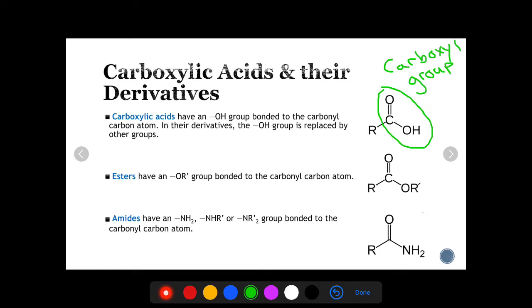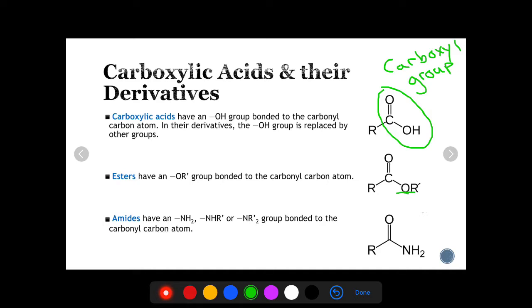And then the esters have a carbonyl group as well, but then an OR group bonded to it. So the R could be anything, but the O bonded to the carbonyl group, that's what makes it the ester, with the R as well.